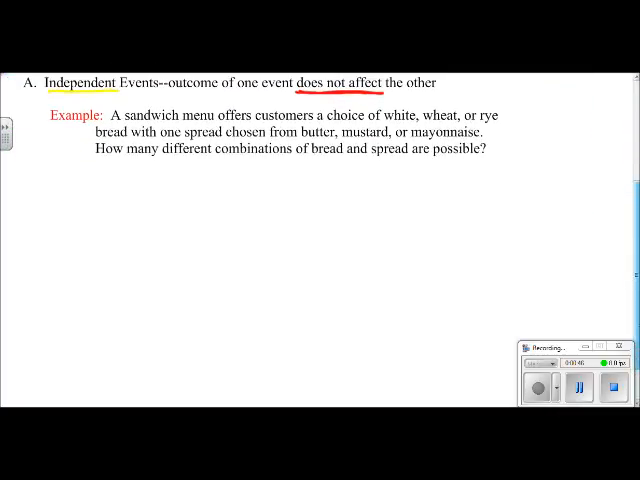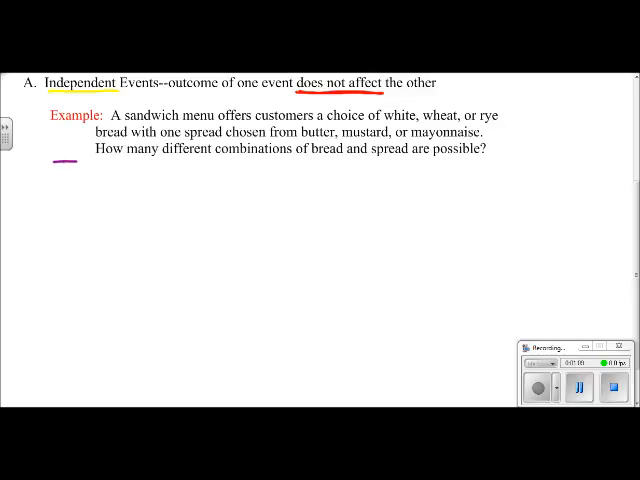So if we want to look at independent events, things that are not affected by each other, we're going to have examples such as this one, where a sandwich menu offers customers a choice of white, wheat, or rye bread with one spread chosen from butter, mustard, or mayonnaise. So how many different combinations of bread and spread are possible?